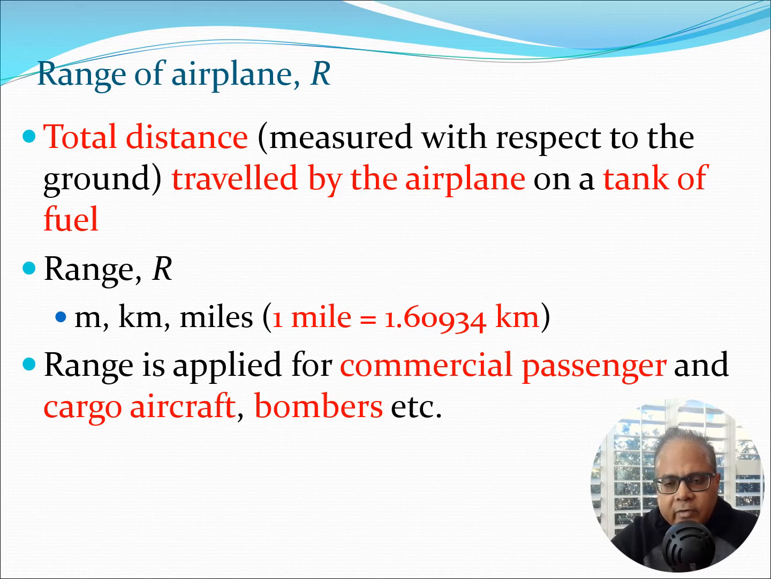Now, there is a different metric which is often used for performance, and that is range. Range is the total distance, measured with respect to the ground, traveled by an airplane on a tank of fuel. Range is something which we are more familiar with. For example, when we go from airport A to airport B, we travel a lot of miles or kilometers, and this is essentially the range. But do keep in mind that this range is measured with respect to the ground. The unit of range is meters or kilometers, and typically we use the symbol capital R to define range.